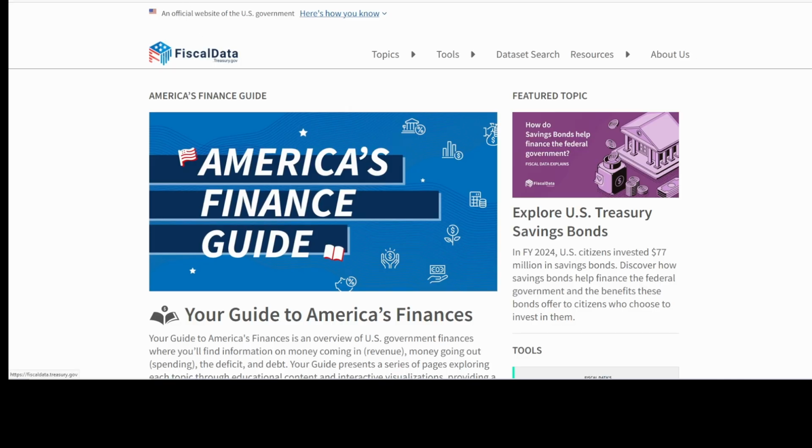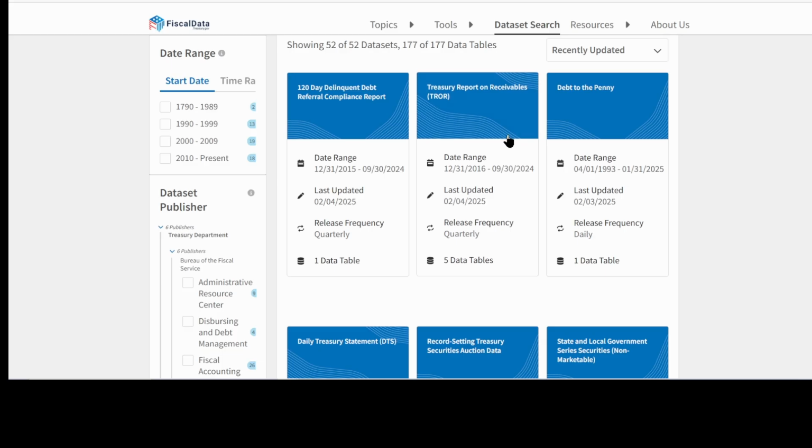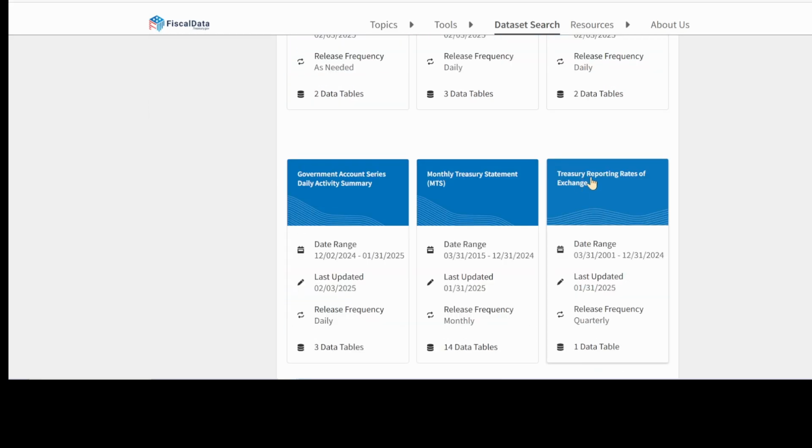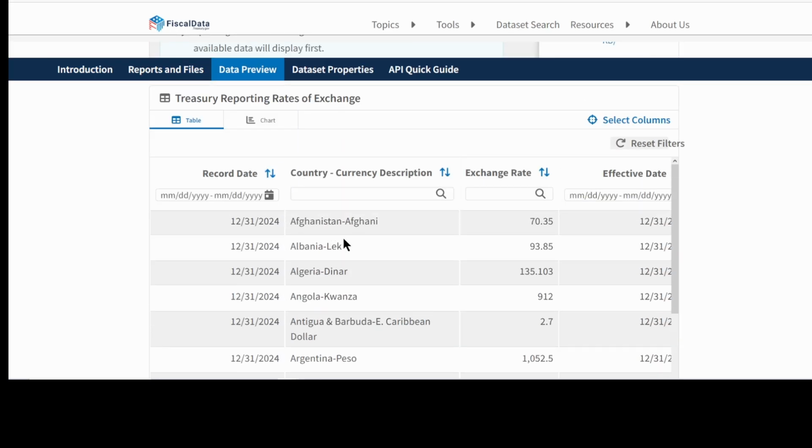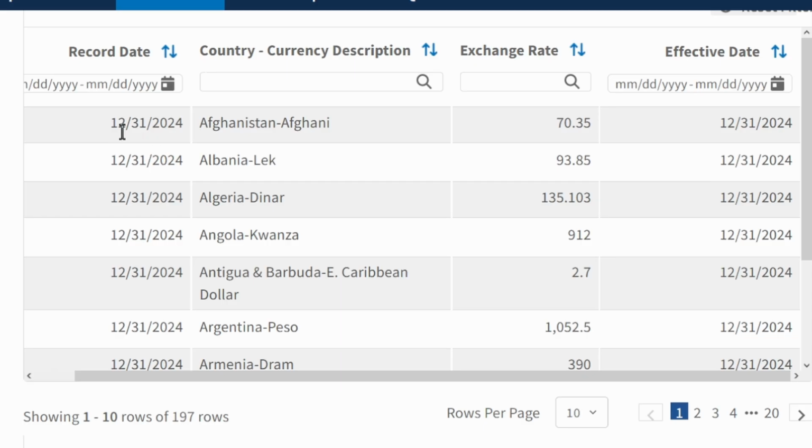So you go to fiscaldata.treasury.gov, click on data search, and scroll down until you see Treasury reporting rates of exchange. And so click on that and scroll down a little bit, and you see it has all the countries and the exchange rate. Now it says record date 12/31/2024 and effective date 12/31/2024. In other words, the last day of 2024.